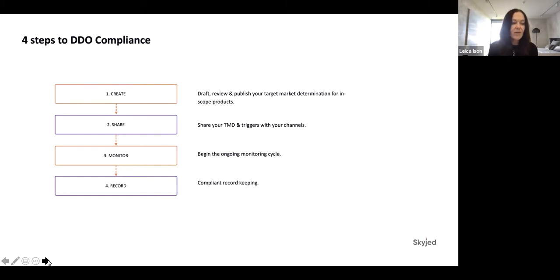The first of those phases is kicking off. Today we're talking about creating those target market determinations and getting them reviewed inside your organisation before you publish them externally. The second step is about how we share that information with our distribution channel when we've set those conditions, and looking at triggers. I'm going to speak quite a lot today about the triggers because I think they're an important area.